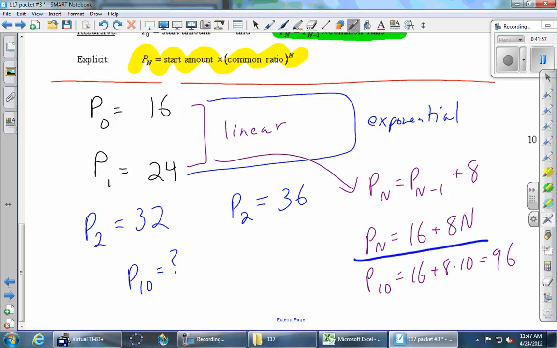Here is the explicit version of things. Again, the formula is up above, but it says Pn equals start amount plus common difference times n. That's the formula.